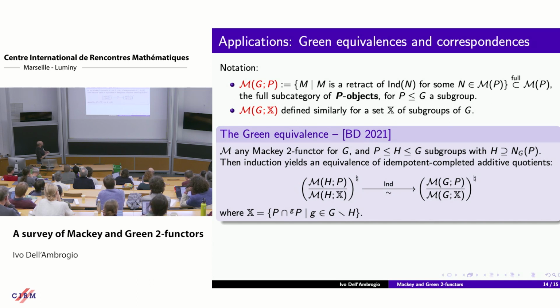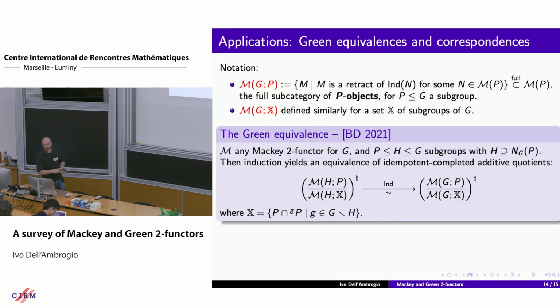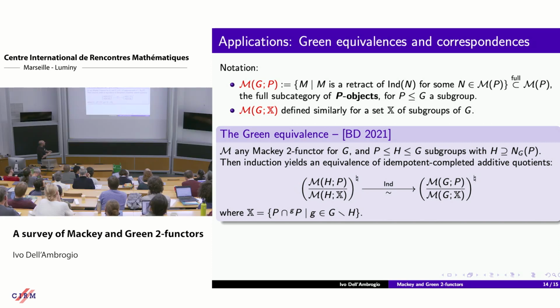categories, more precisely of the idempotent completions of two additive quotients. These are quotients as additive categories, okay? I take the same objects, and I kill all the morphisms that factor through something in the denominator. So I take inside of M of G the P-objects and kill all the X-objects. I want to excise them. I get rid of them.